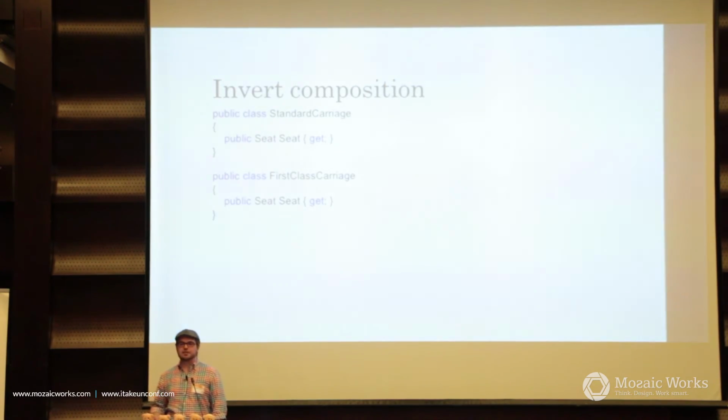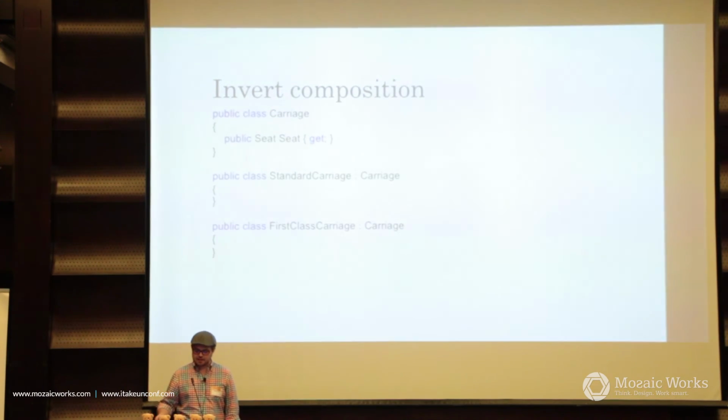And inverting composition. We can start off with, say, two types of carriage, a standard carriage and a first-class carriage. And we can look at this and see, okay, well, our carriage has a seat. And probably it has many seats, otherwise it's not a very useful carriage, but you can read many for one in this example. As we have different types of carriages, we have duplication. All carriages have seats.